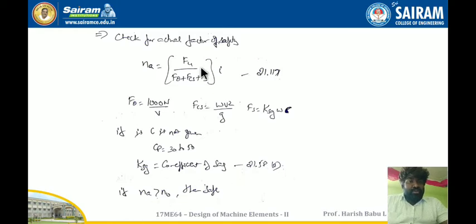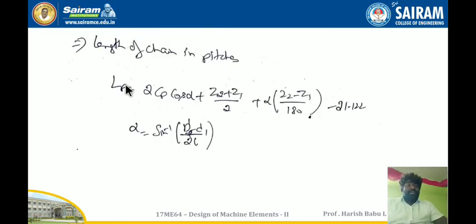Once you substitute all the values over here, I am going to get NA, that is the actual factor of safety. If the actual factor of safety is greater than the allowable, then the design will be the safer one. Next I have to find the length of the chain in pitches. LP is equal to 2CP cos alpha plus (Z2 plus Z1) by 2 plus alpha (Z2 minus Z1) by 180. The equation number will be 21.122.